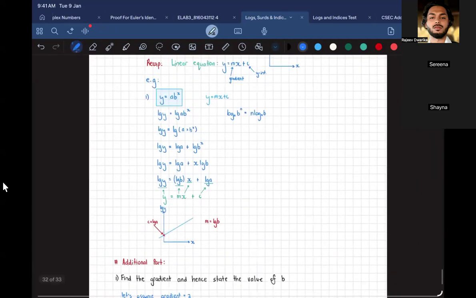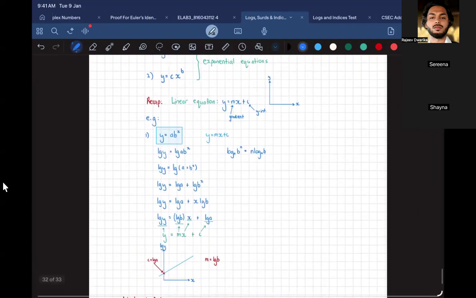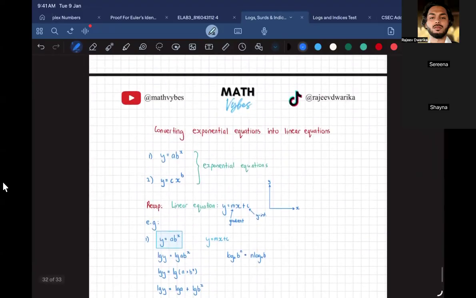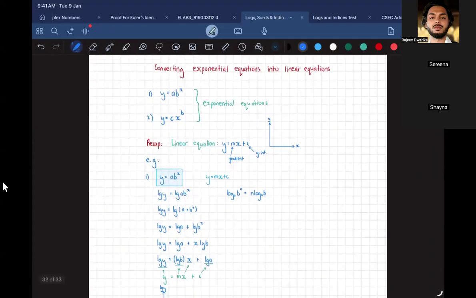Nice. Perfect. Sounds like we're finished with logs, right? Sounds like we're ready for some past papers now. Lovely. That was it for the log quiz on indices.